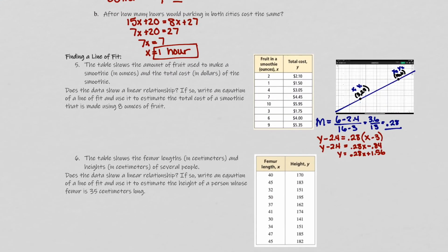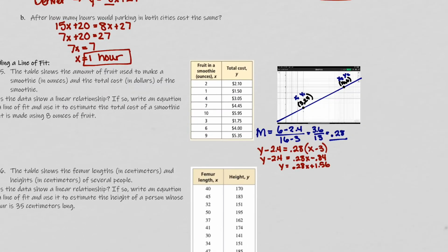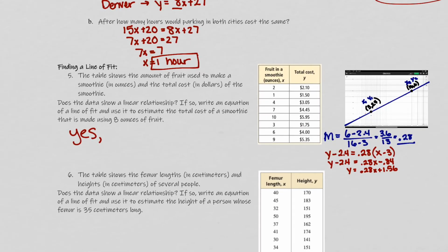So this just said, does it show a linear relationship? Well, because I could draw that line and it was pretty well between the points, I would say yes, it does. And if so, write the equation, and our equation ended up being y equals 0.28x plus 1.56. And then use it to estimate the total cost of a smoothie using 8 ounces of fruit.